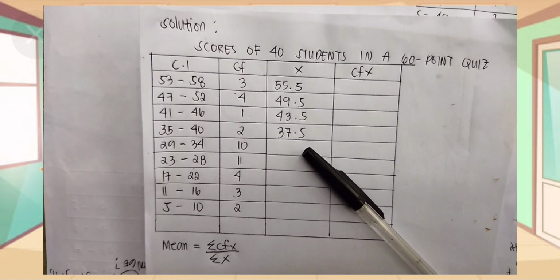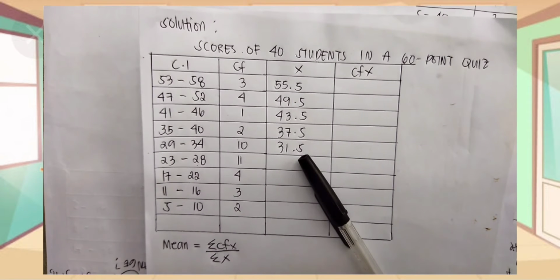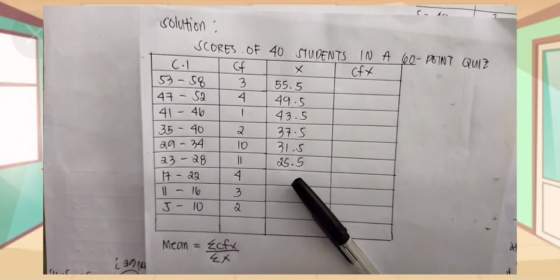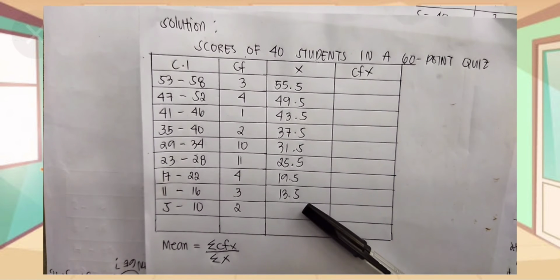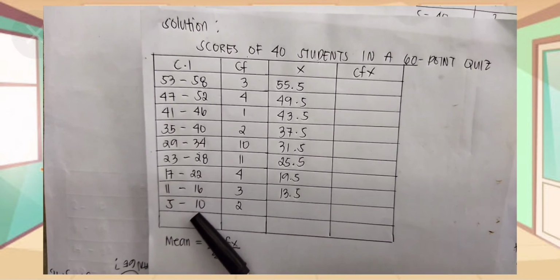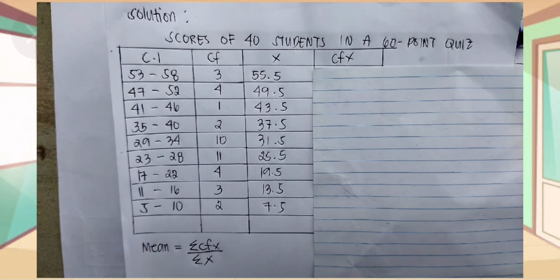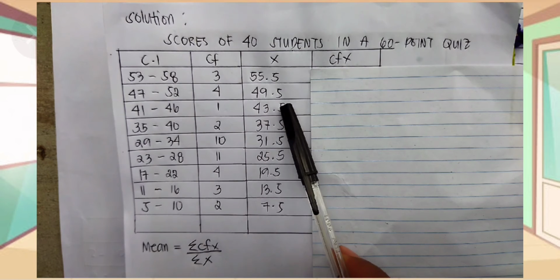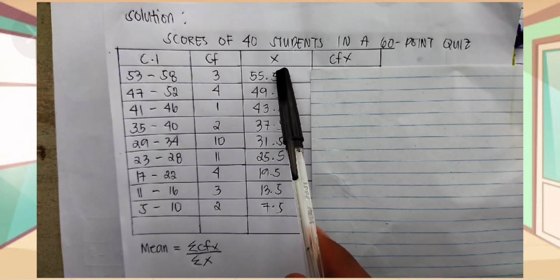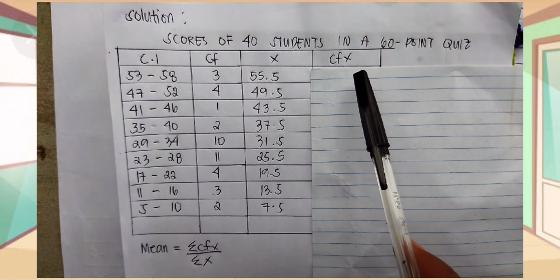Then 29 plus 34 divided by 2 is 31.5. Then 23 plus 28 divided by 2 is equal to 25.5. Then 17 plus 22 divided by 2 is equal to 19.5. Then 11 plus 16 divided by 2 is equal to 13.5. Then lastly, 5 plus 10 divided by 2 is equal to 7.5. So we have gotten the mean values which represent the X column. So we go ahead to calculate the C of Fx.